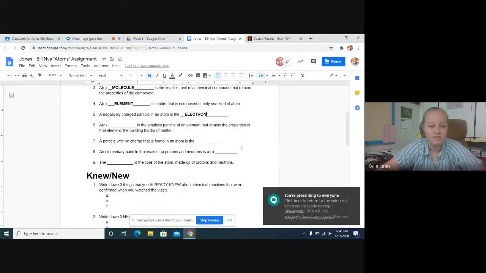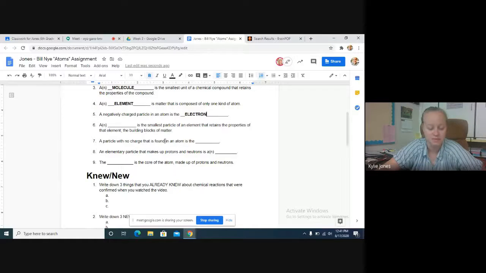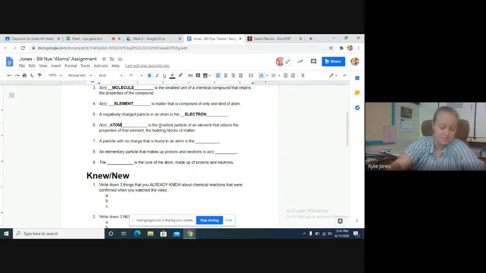All right, number 6. A blank is the smallest particle of an element that retains the properties of that element. So it's the building blocks of matter. Atom. Yeah, this one is atom. So it's the smallest particle in an element. So thousands, millions of atoms make up one element.